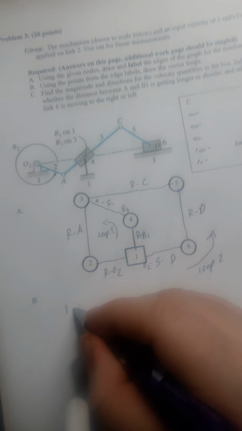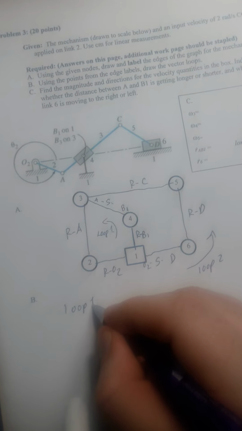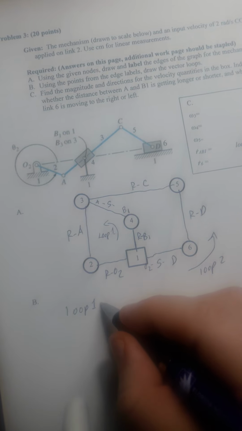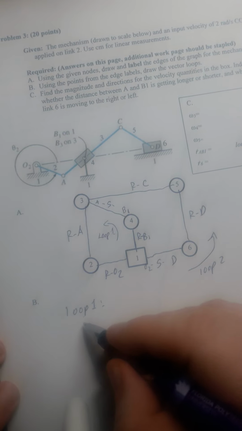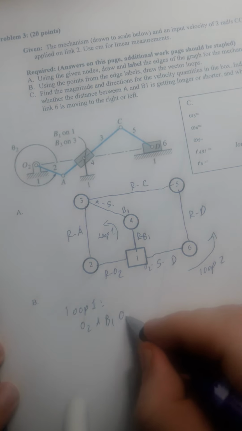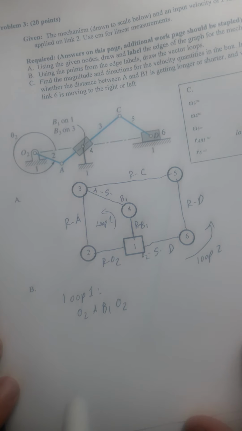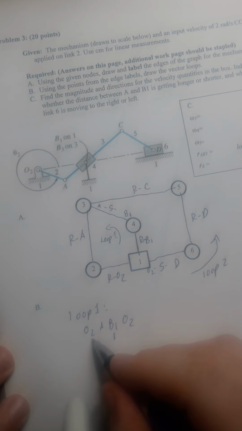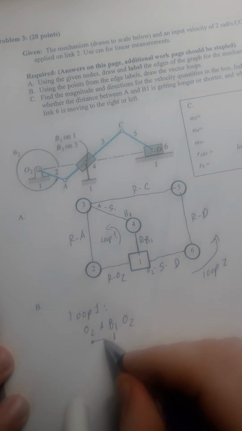So for loop 1, the points I have are O2, A, B1, and then back to O2. And so I'll have B1 be my endpoint, and then I'll start at O2 for my equation.